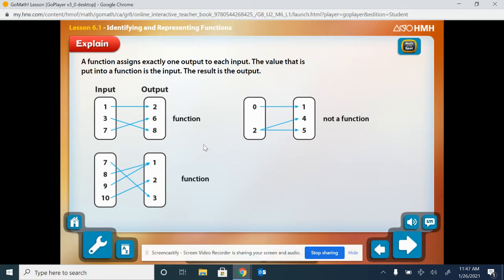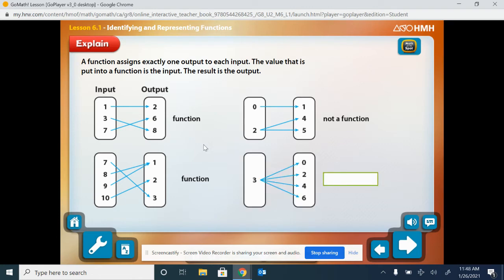That's right. Each input value is paired with only one output value. Here's one more set. Decide whether this set of input and output values is a function. So I look at the 3, it doesn't have just 1 arrow, it has 4 arrows. So that means right away, this is not a function. Good job.